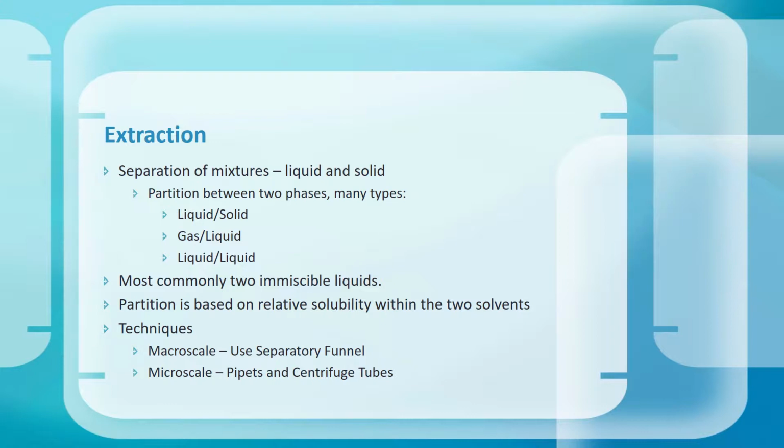Partition is based on relative solubility within two solvents, and we'll talk about what we mean by partition and partition coefficient in a moment. Techniques include both macroscale and microscale. With macroscale, you use a separatory funnel, which is the large pear-shaped glass structure with a stopcock on it in your drawer that has two different openings. And then you have the microscale, which is basically just taking centrifuge tubes and Pasteur pipettes and using different kinds of setups with that to do what you want to do with it, and a picture will demonstrate better.